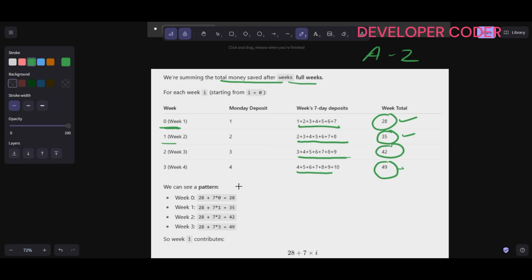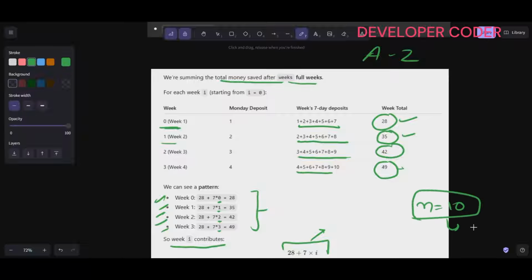So if you notice, there is one pattern here: 28 plus 7 into 0, right? Week 0, then 7 into 1, then 7 into 2, then 7 into 3. So this is the pattern that we see here, right? So I can say week i contributes 28 plus 7 into i. So if n is equal to 10, let's say, how many total full weeks? Total number of full weeks is just 1 here, right?